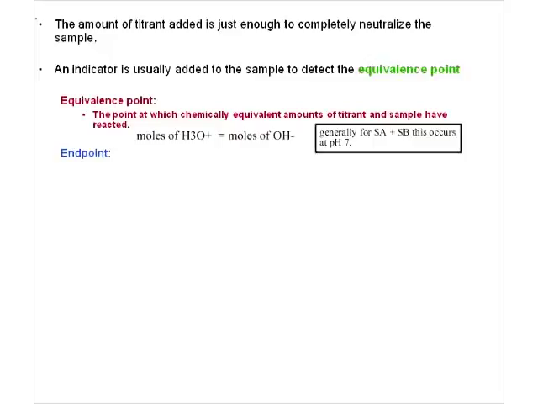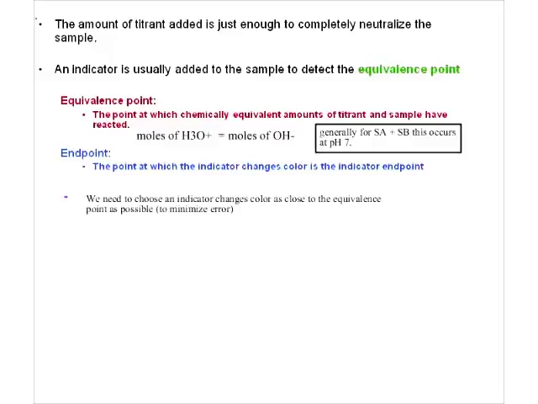So what we need to do is look at what's called the end point. And the end point is slightly different than the equivalence point. The equivalence point we really can't see. The end point is the point at which the indicator changes color. So we call that the indicator endpoint. And it's going to be slightly different than the equivalence point because not very many indicators ever change color at pH 7. All right, phenolphthalein is the one we like to use, and remember that changes its color at about pH 8.2. So what we like to choose here is an indicator that changes color as close to the equivalence point as possible.